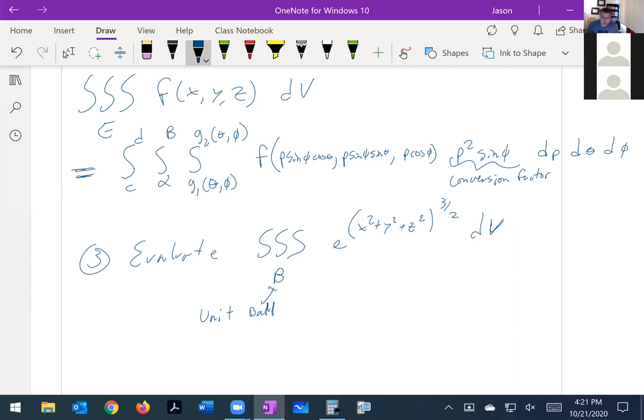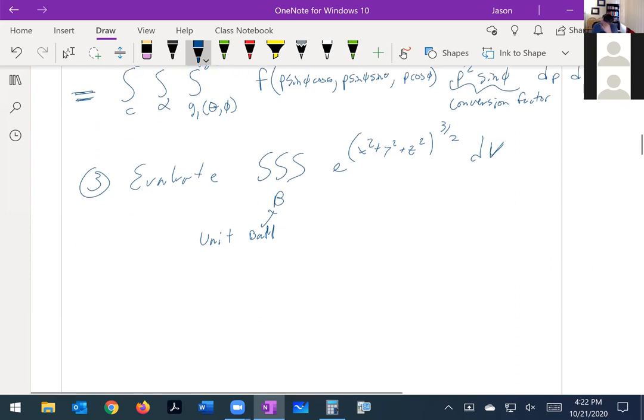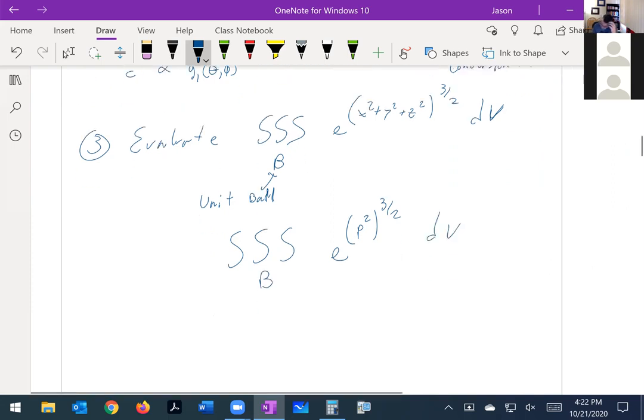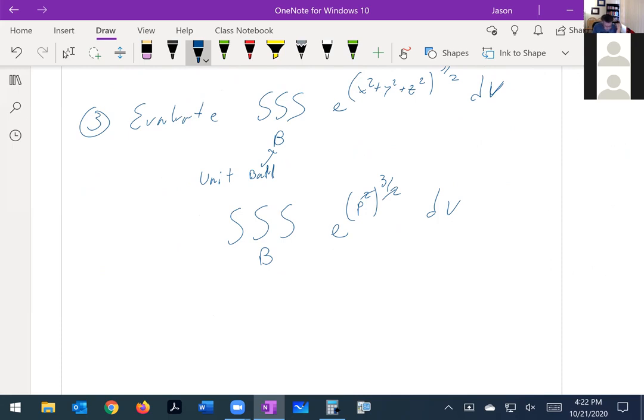Kind of interesting. Okay, so we got to talk about the limits of integration now. Let's change this to spherical coordinates, and then we're going to talk about the limits of integration. This is going to be e to the (rho squared) to the 3 halves, right? Because x squared plus y squared plus z squared is rho squared, dV, and that's over that ball. So the 2's are going to cancel, and so I just get e to the rho cubed dV.